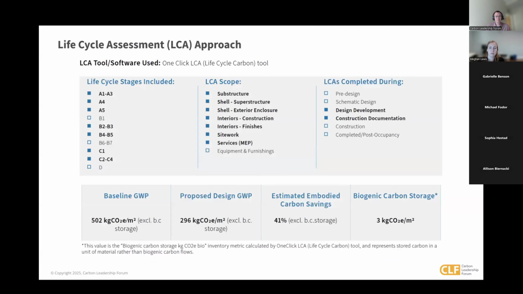This project did pretty comprehensive modeling: structure, enclosure, interiors, site work, and MEP systems, and modeled during design development and construction documentation.